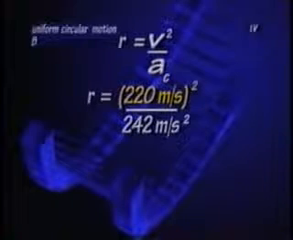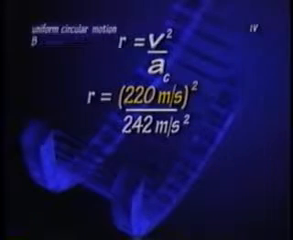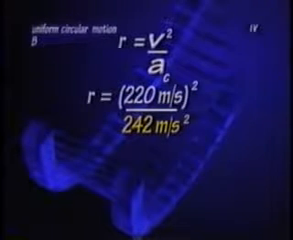Let's see if our equation is of any help here. You have the equation that the centripetal acceleration equals velocity squared over the radius. Solve for r and you have that r equals v squared over a sub c. Plugging in the numbers for Bright as Light, r equals 220 meters per second quantity squared over 242 meters per second squared.